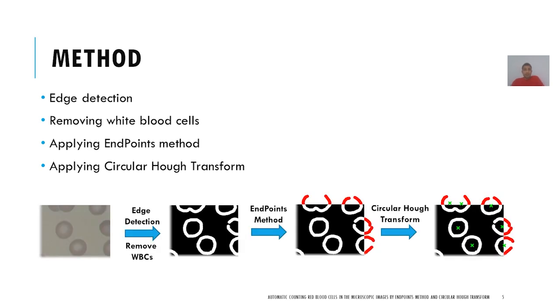You can see those four steps in the figure shown. As shown, the EndPoints method estimates the behavior of the cropped cells' edges outside of the image, and it can help detect red blood cells easily by circular Hough transform and count them.